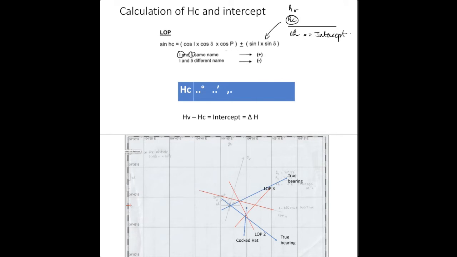The signs of L and declination will determine whether you have to add or subtract. HV is an observation that you get from your sextant. Okay, delta H can be positive or negative. If positive, it should be marked towards the true bearing. When it's negative, it should be marked away from the true bearing. Okay.